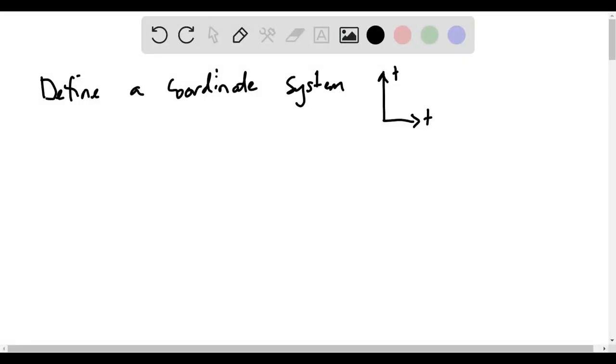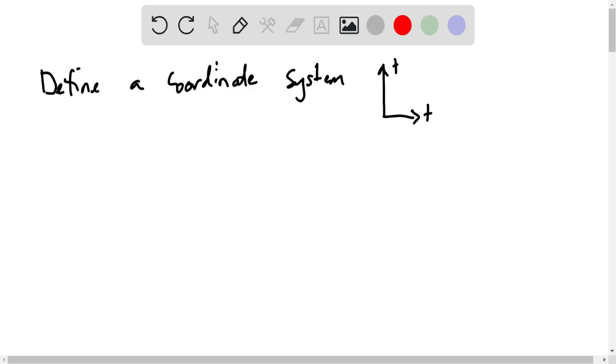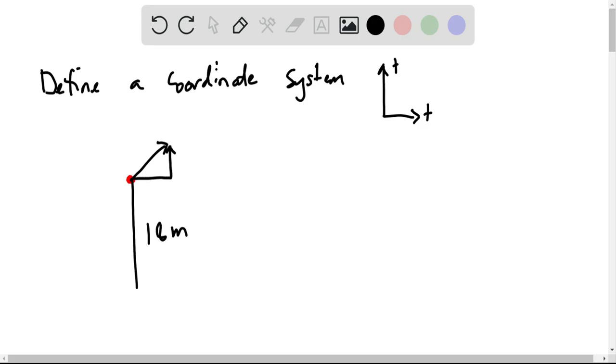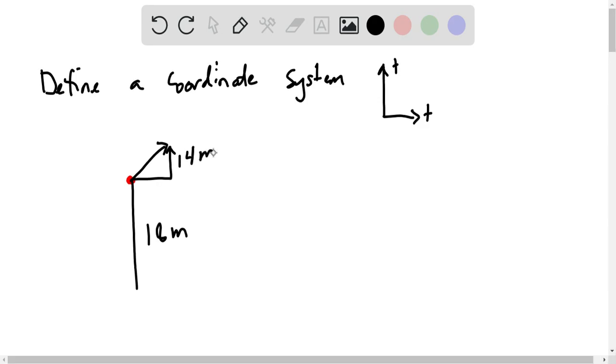So the first thing we wish to do when we encounter any kinematics problem is to define a coordinate system. And so I'm going to define up as positive and to the right as positive. And the first part of the question states that the ball, which I'll indicate with a red dot, passes the window at a height of 18 meters above the ground. And it passes with a vertical velocity of 14 meters per second squared.